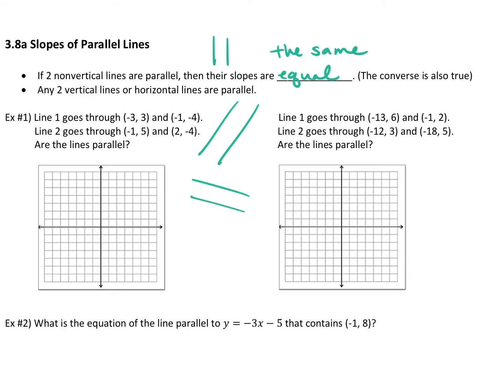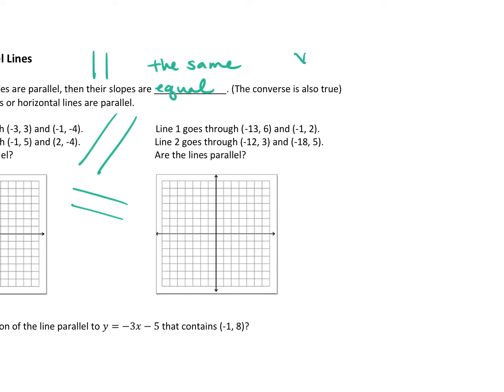Parallel lines will have the same slope. What is slope in our equations? What variable represents slope? M. We did y equals mx plus b, and we did y minus y1 equals m times x minus x1. This is your slope, right? The m is your slope.